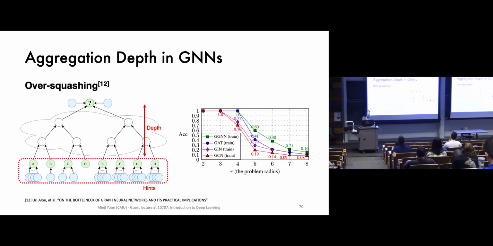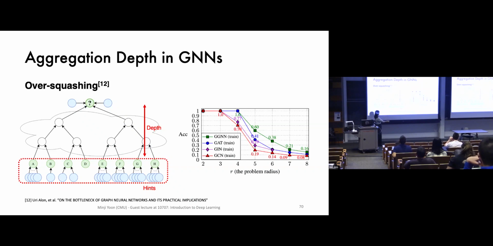So their toy example is, we want to compute the node embedding for this node, and they hide the hint here. So when we aggregate information from this leaf node, which contains the hint, we can make good node embeddings. That means the GNN should be at least this deep to get the hint and make good node embeddings. And they make this tree deeper and deeper. And to get this hint, the GNN should be deeper and deeper.